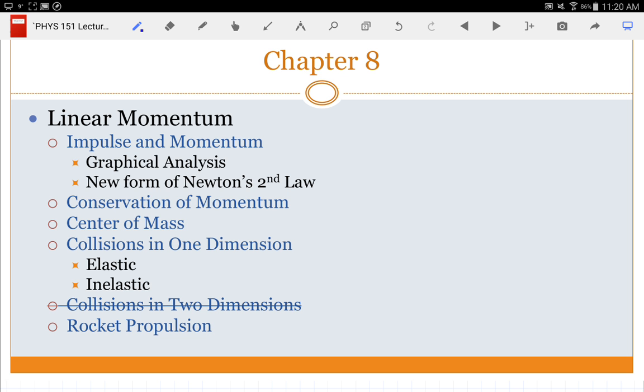Make sure you can do one-dimension collision problems, whether it's elastic or inelastic. Inelastic, they stick together. That's the easier one to do because your condition is V1 final is equal to V2 final. If it's elastic, you have kinetic energy initial equals kinetic energy final. Takes a lot more work.